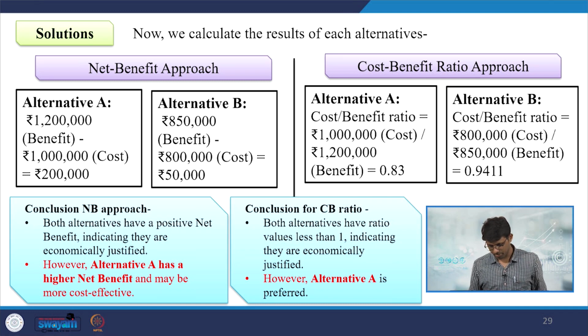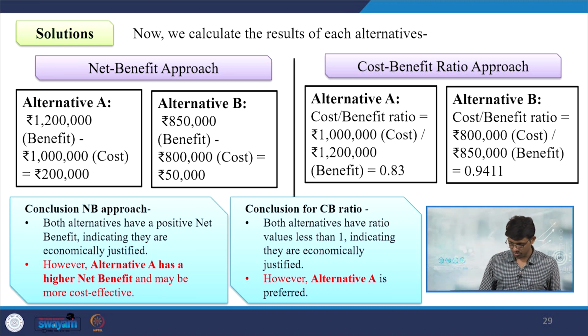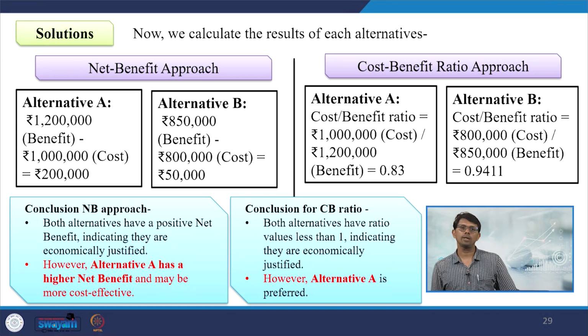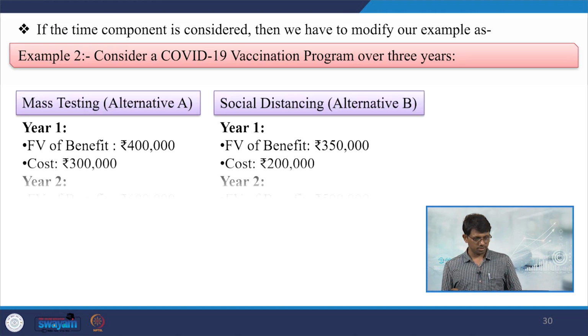Alternative B has a better cost benefit ratio. I mean B has relatively higher, that is 0.94, cost benefit ratio. Both alternatives have ratio values less than 1, which as per our limit, which I have mentioned in the table earlier, is really justified. However, since the cost is a ratio to that of benefit, A has lesser cost, that is 0.83, hence alternative A is preferred. So, in both the cases we see that A is preferred.